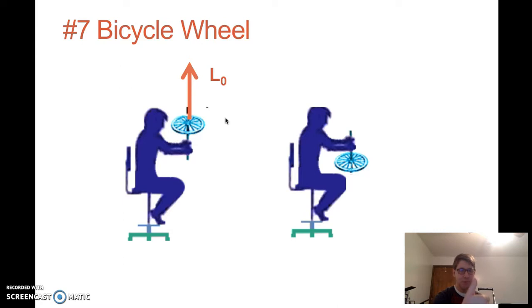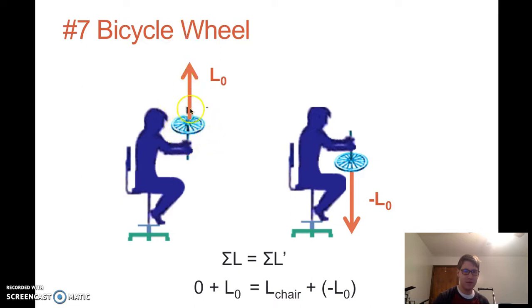Okay. So what happens if I flip it around? If I flip it, obviously I'm going to have a negative L naught. I'm going to be pointing down, right? So what is going to be the angular momentum of the swivel chair? We've got to look at the fact that angular momentum is conserved. So the angular momentum before this happens has to be the same as the angular momentum after this happens. Well, before this happens, what do I have? The only thing that has angular momentum is the wheel, which I'm calling angular momentum L naught. The chair has no angular momentum. So this is what I have before.